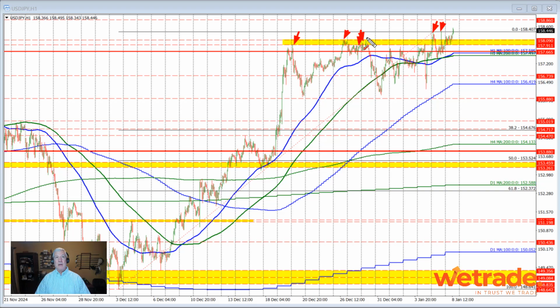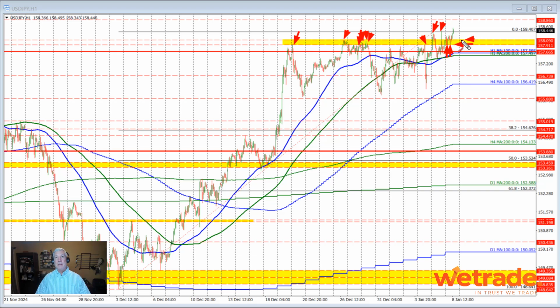You can see the number of different highs that came into this yellow area right through here before the break to the upside yesterday, failure, break to the upside yesterday, failure. And now we are using that level as a support. Okay, so that makes sense. 157.91 is the risk level on the downside.